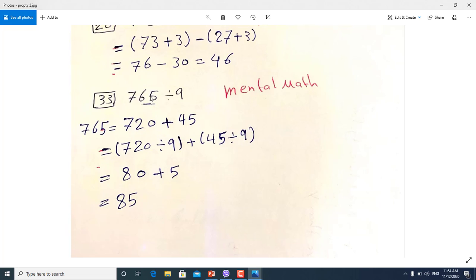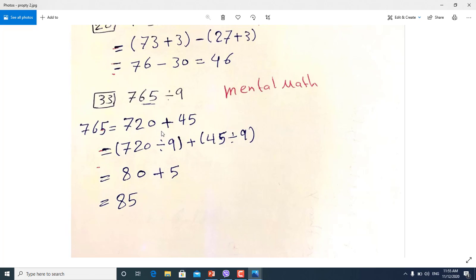In number 33, we have 765 divided by 9. 765 is a big number. You can make it in two parts, so it will be easy to divide by 9. Okay, so it is made up of 720 plus 45. We choose 45 because we have 45 in the list of multiples of 9, and 720 plus 45 is 765. It's the same number.